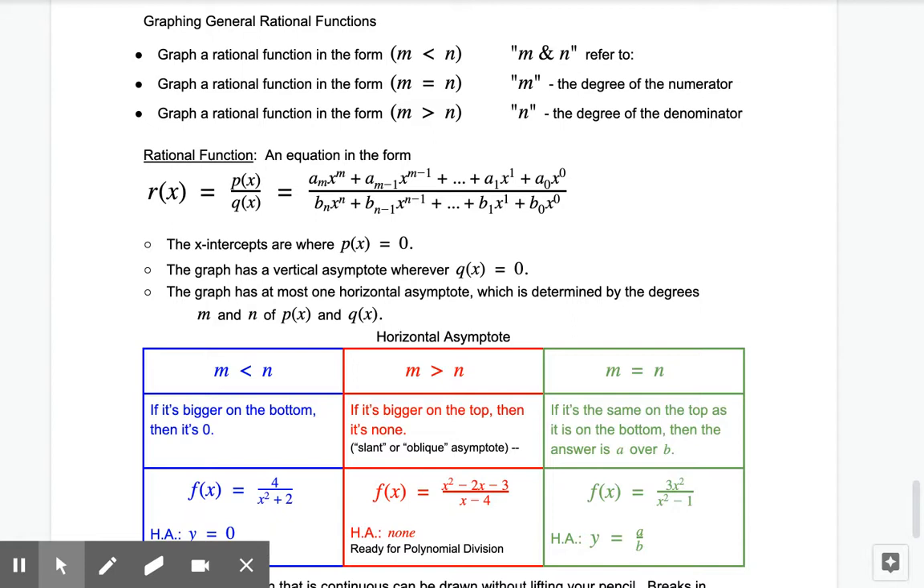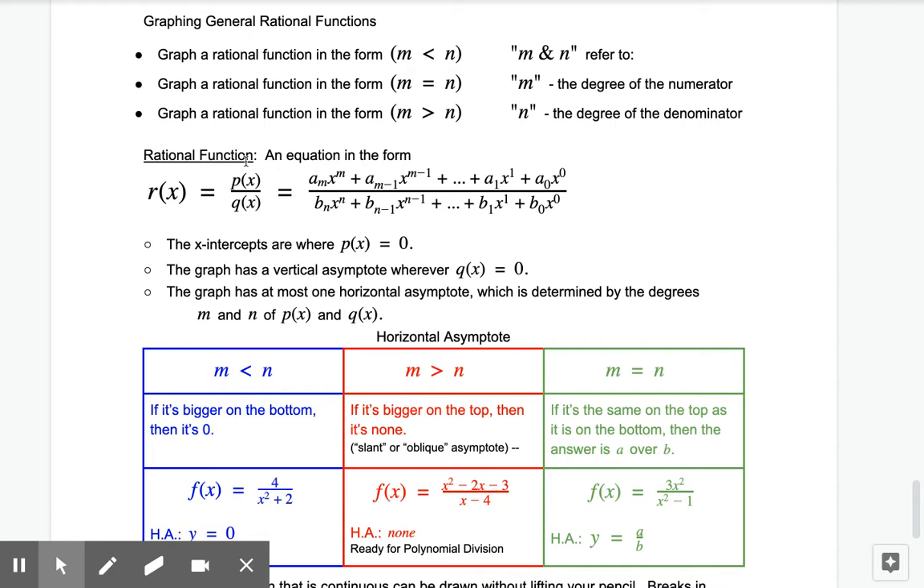We were talking about graphing rational functions, and we want to be able to graph functions in different forms. So in this case, when we're referring to m and n, m is the degree of the numerator and n is the degree of the denominator. So there's three different forms that we want to look at: when m is less than n, when m is equal to n, and when m is greater than n.